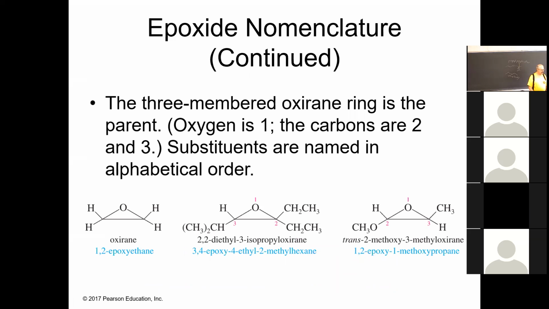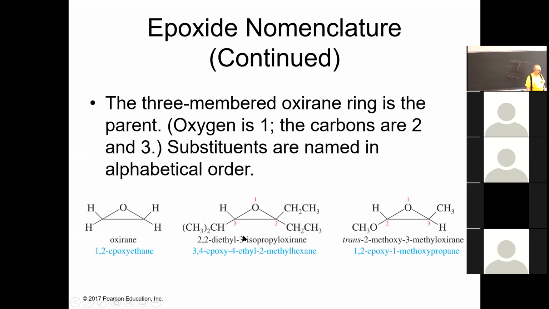You could also refer to the three-membered ring as the parent compound, oxirane. When you do that, the oxygen is position number 1 and the carbons are 2 and 3. So this could be named as oxirane. It could also be named as 1,2-epoxyethane.